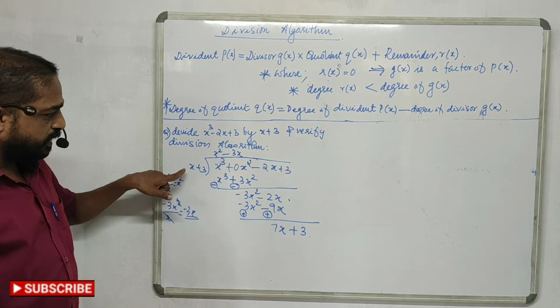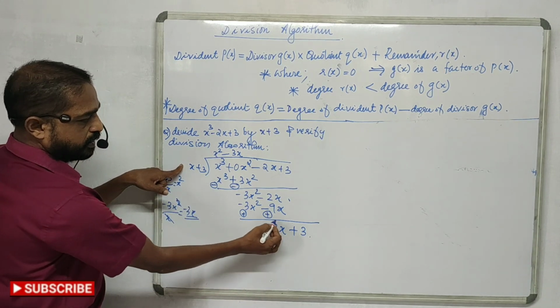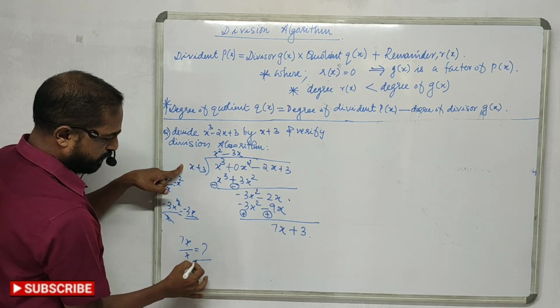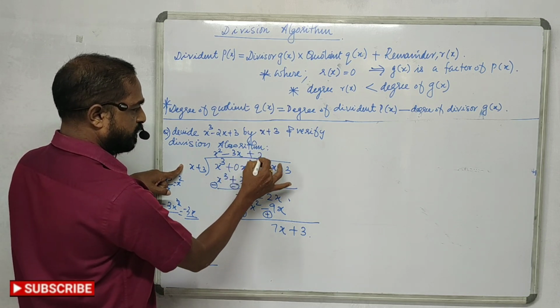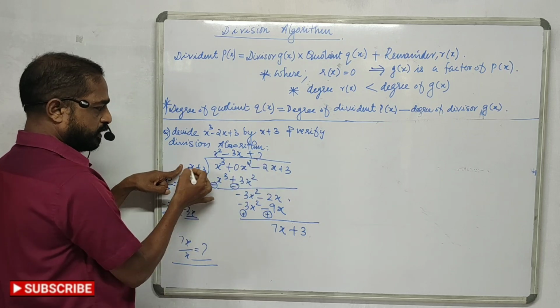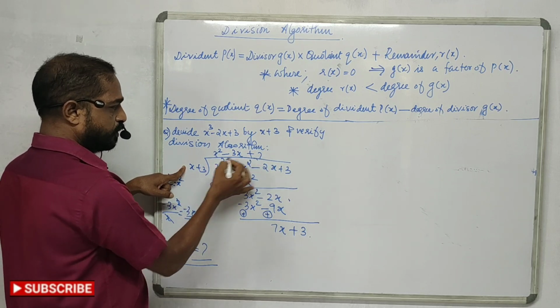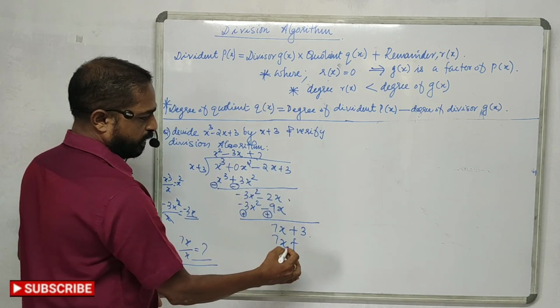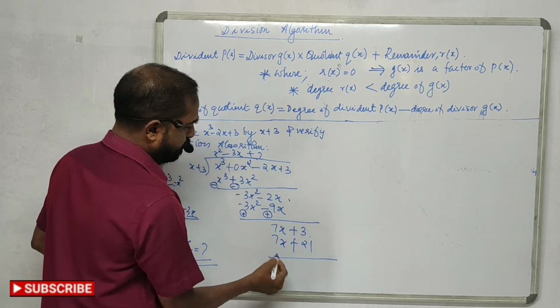Again, just divide 7x by x. 7x is the first term here, by x. So 7x by x is 7. So you will have to write plus 7 here. Then next multiply these two terms. 7 into x, 7 into 3. 7 into x is 7x, plus 7 into 3, 21.